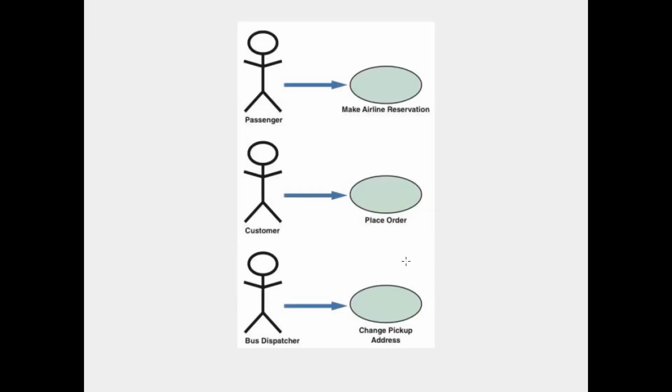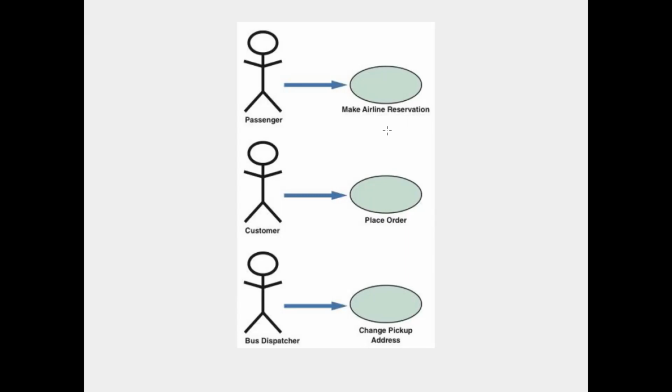So, for example, here are three different actors, three different use cases, and then we represent the relationship. For example, a passenger is making an airline reservation. A customer is placing an order. The bus dispatcher changes the pickup address. So usually in an information system, we want to capture the requirements of the system, the technical requirements, which we can have as different use cases. So that's how we can think of use case diagrams.